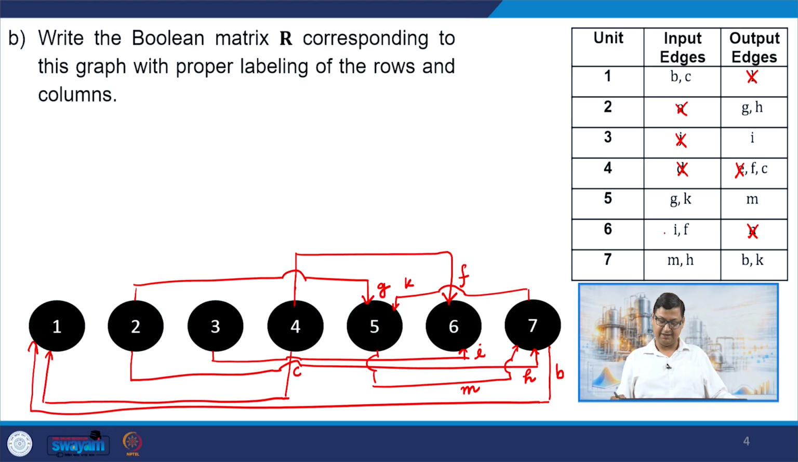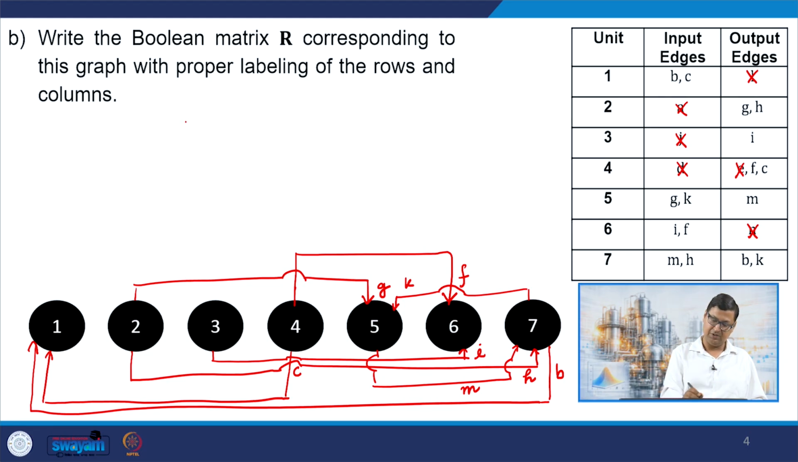For 6, there is an input as I coming from 3 and input as F coming from 4, and for 7 we have input edges M and H coming from 5 and 2 respectively, and output is B and K going to 1 and 5 respectively, right. So, we can see that we have drawn the quite messy flow sheet, right. Let us try to do the Boolean matrix for this case.